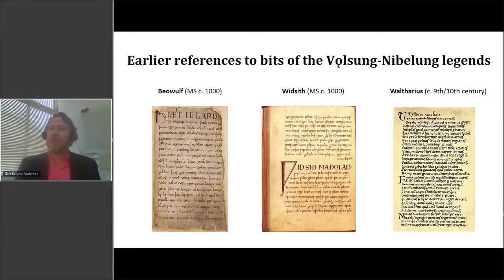Some of the Völsung-Nibelung characters also appear in a separate cycle of legends focused on a character known as Walter of Aquitaine. We know these Walter legends mainly from a 9th or 10th century Latin epic poem called Waltharius, composed in Switzerland on the basis of popular continental Germanic traditions. But there are also fragments of an Old English poem, Waldere, from around the year 1000 that likewise mentions a few characters from the Völsung-Nibelung cycle.